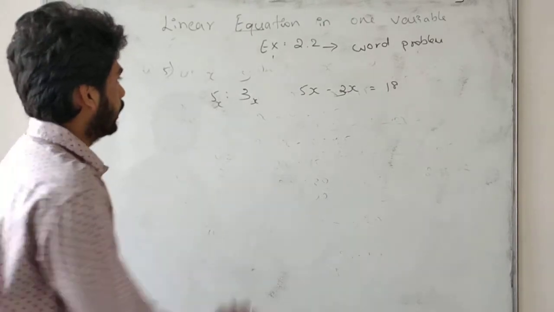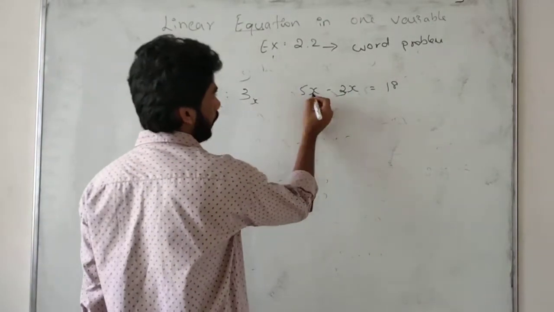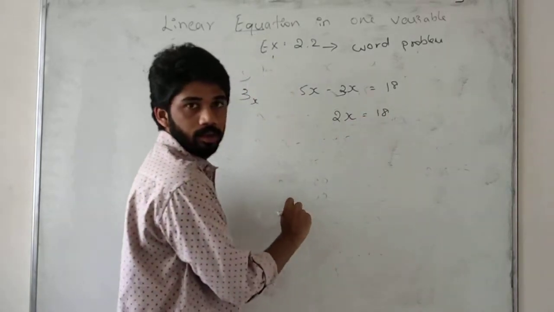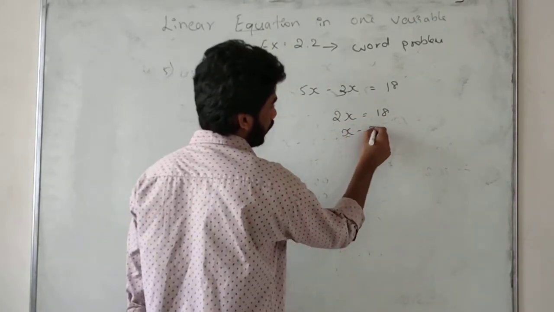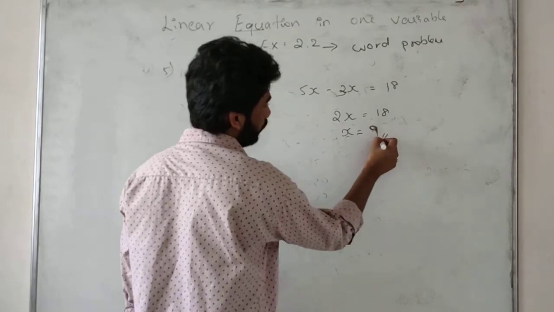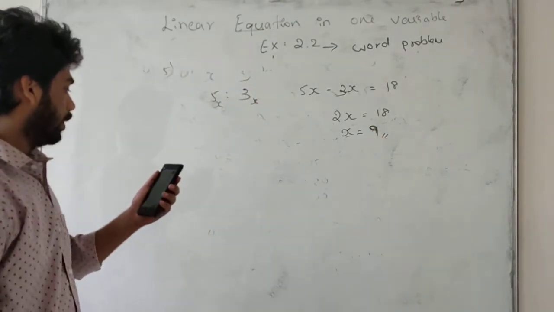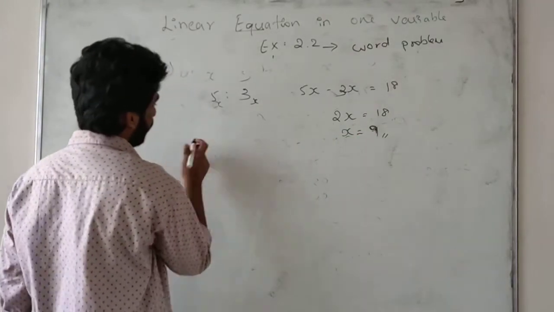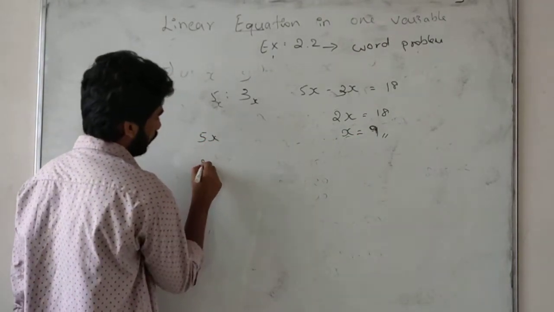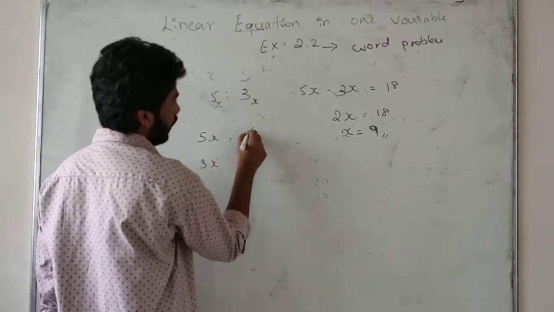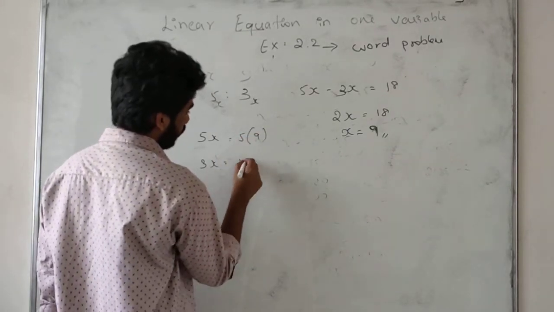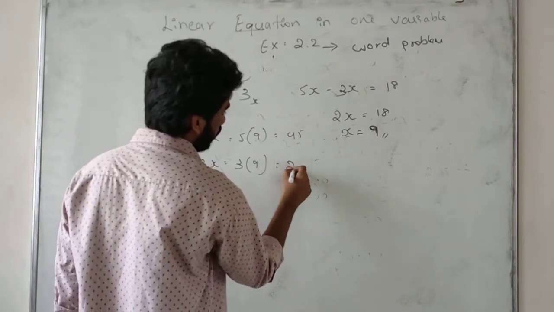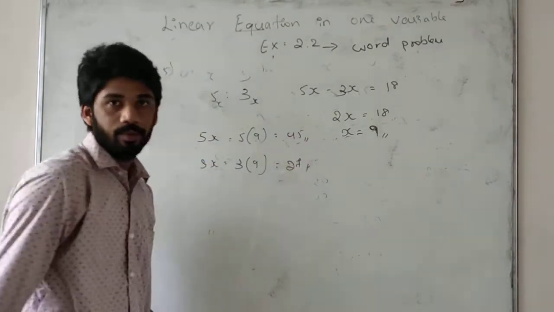So we know the difference between 5x and 3x is 2x. 2x is 18, so x is equal to 9. We get the x value as 9. So we must find out the numbers. x is 9, so we have to multiply: 5x and 3x. 5 9s are 45 and 3 9s are 27. These are the numbers we will get.